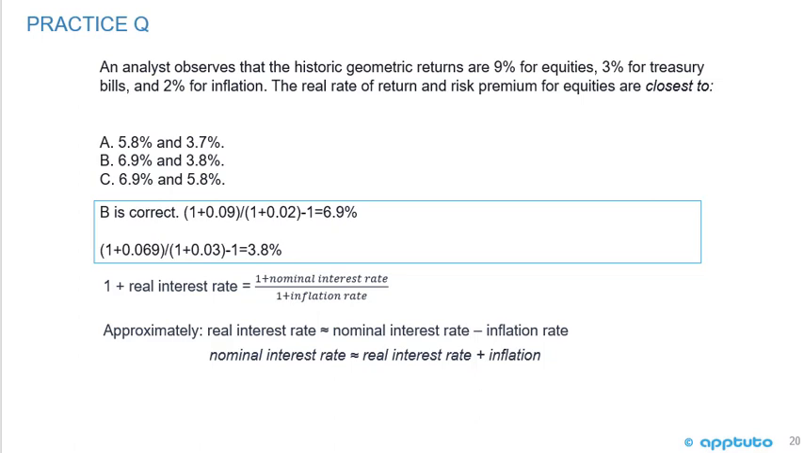And a quick reminder there that approximately the real interest rate equals the nominal interest rate minus the inflation, but we like to use the formula 1 plus the real interest rate equals 1 plus the nominal divided by 1 plus the inflation. And that's the last slide for this LOS.